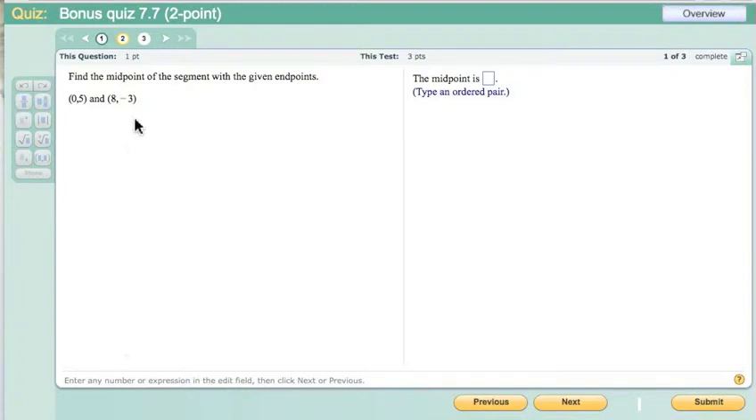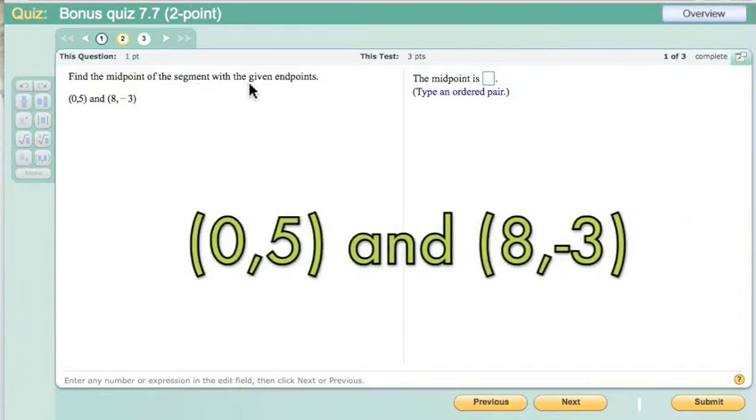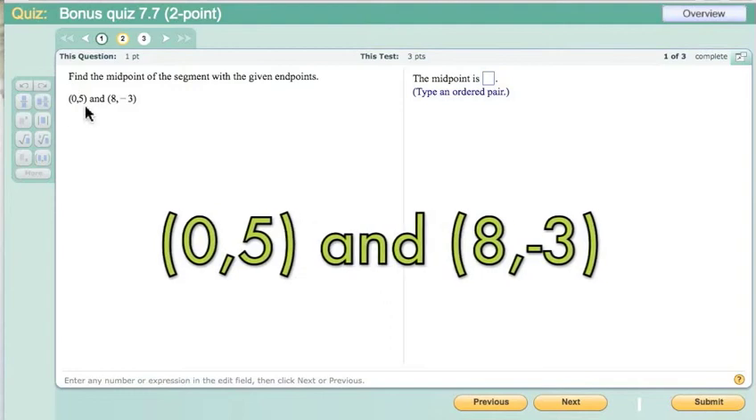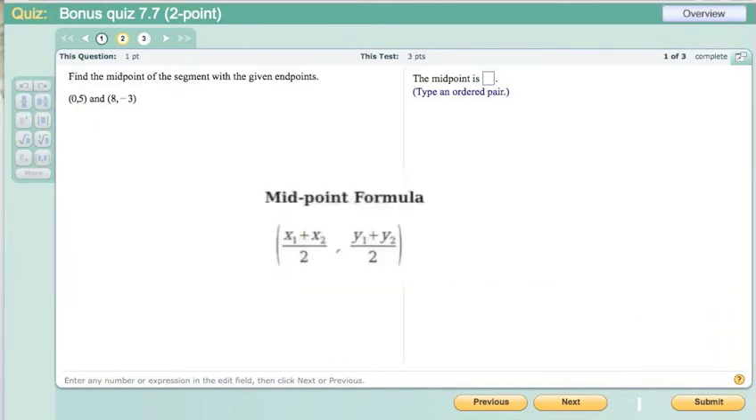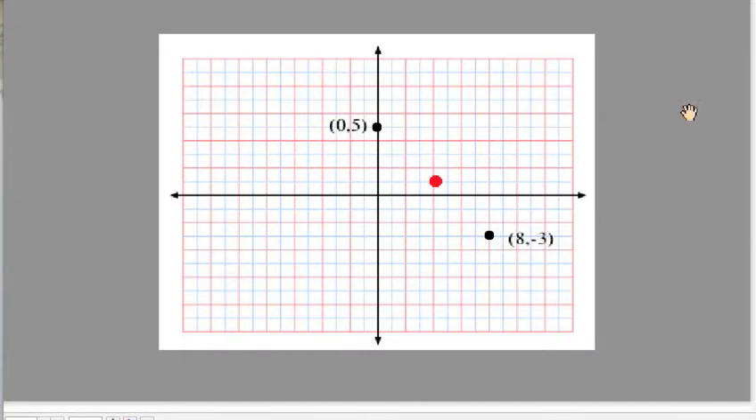Problem number 2 asks us to find the midpoint of the segment with the given endpoints, (0, 5) and (8, -3). Now, I know there's a formula for finding the midpoint given 2 points. Let me bring in a graph of these points. Here's one of the given points, (0, 5), and here's the other one, (8, -3), 8 over and 3 down. And here is an eyeball of where I would think the exact midpoint between these 2 points is.